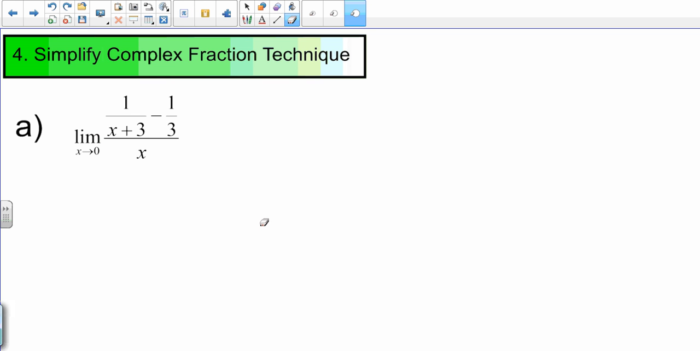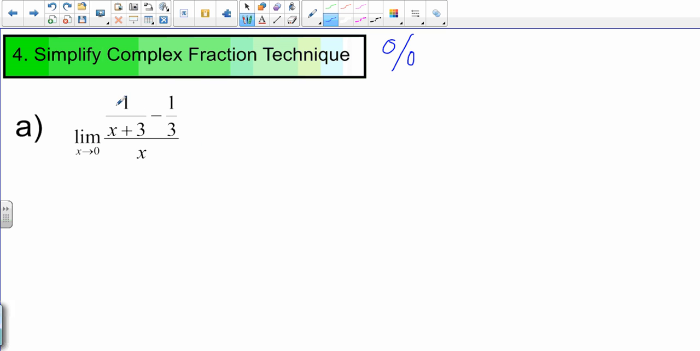Simplify the complex fraction. That's a technique that we can use when we end up with the 0 over 0 scenario, that indeterminate style. And if you notice here, if I plug in 0, I would have 1 third minus 1 third. That would give me 0 on top. If I put in 0 for x, I get 0 on the bottom. So let's take care of that and flip back here.